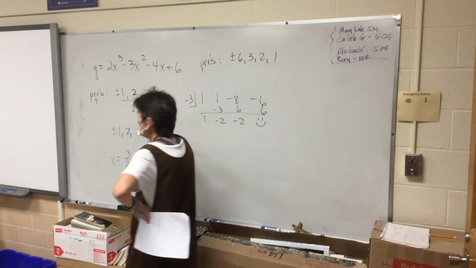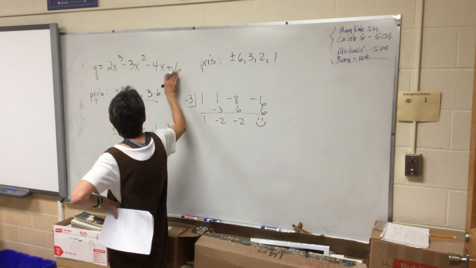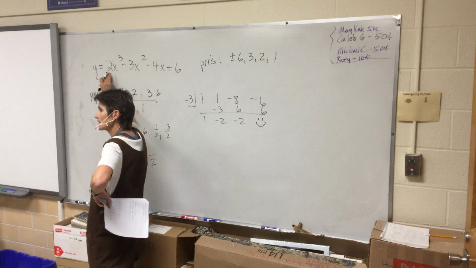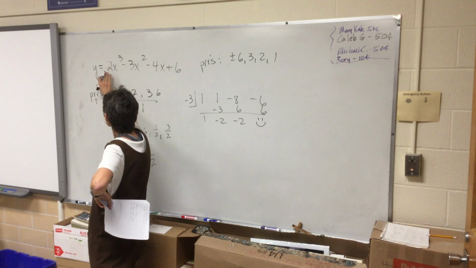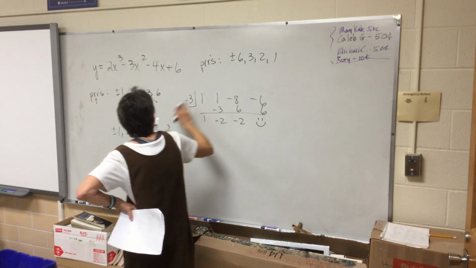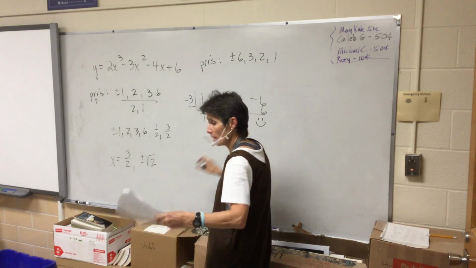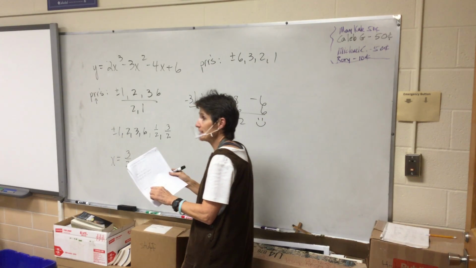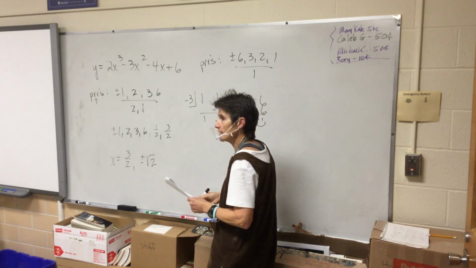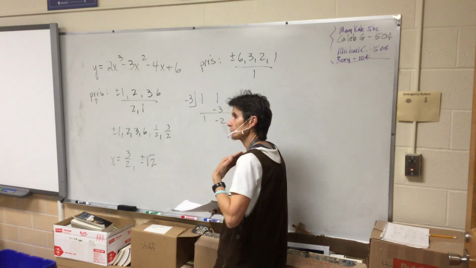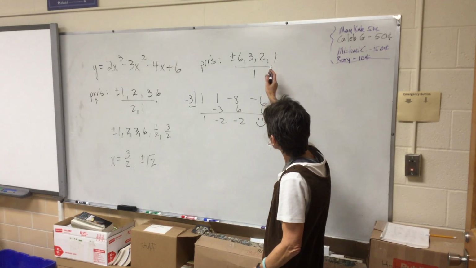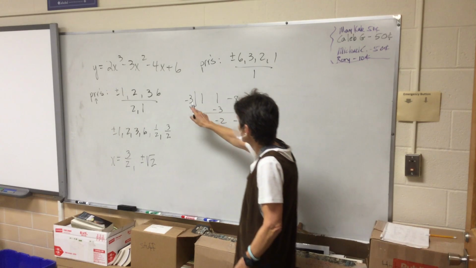Yeah, because the PRRs are factors of the constant over factors of the leading coefficient. So the leading coefficient was 2, and the factors of 2 are 2 and 1. Now this problem, I didn't write down the problem, but the factor of the leading coefficient is just 1. So technically this is over 1, but we don't need to write that. So I guessed around, I picked numbers out of my list, and I got one.